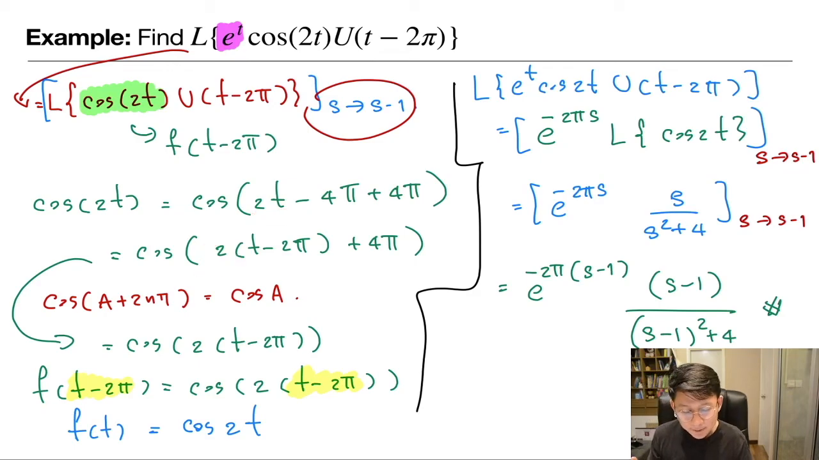Here is 4 pi. But guys, cos of a plus 2 pi or 4 pi is the same as cos a. So here I can get rid of this. I get cos of this. And then we have that f(t minus 2 pi) is cos(2t minus 2 pi). So f(t) is cos 2t. And then we apply the third technique, and we get the answer.